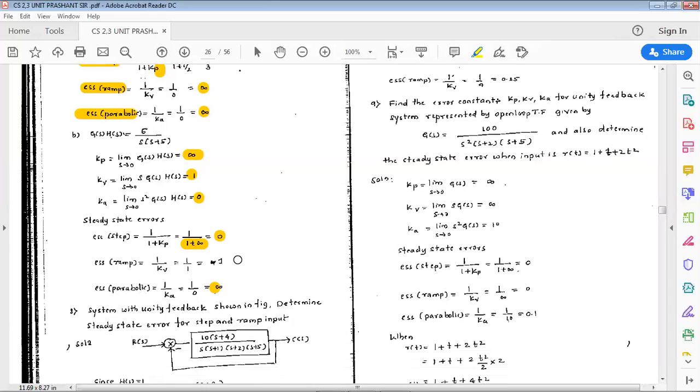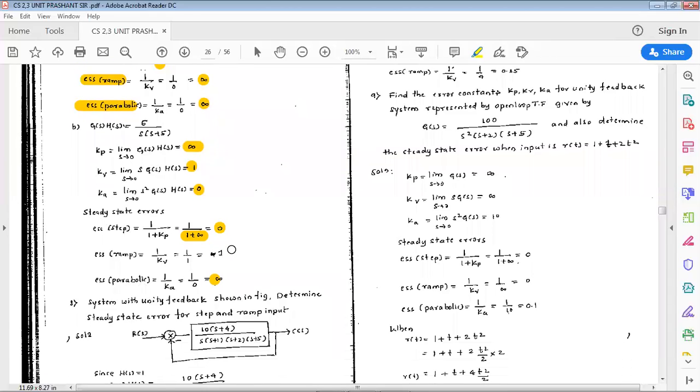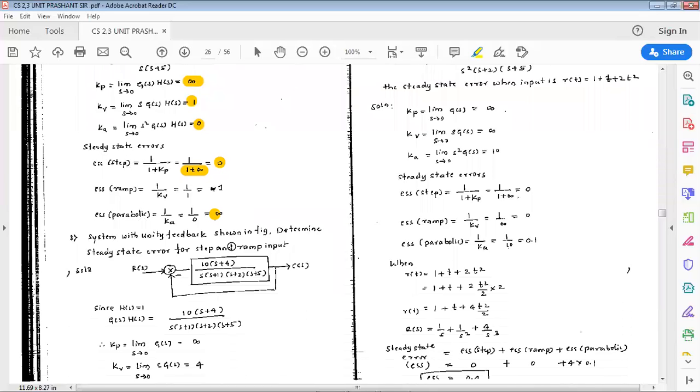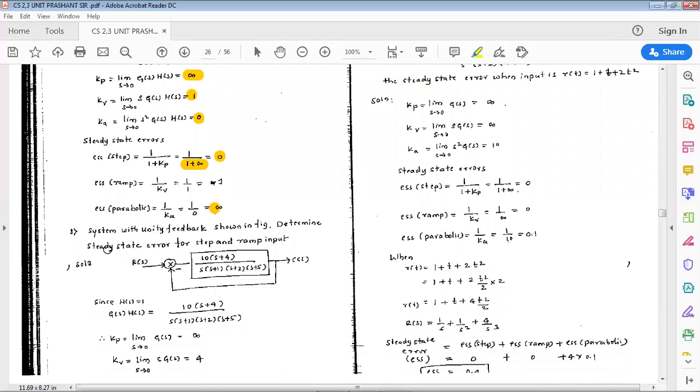So these are some standard kind of numericals. Look into the next one. The problem statement goes this way. The system has unity feedback, which means H of s is 1 as shown in the figure. Determine steady state error for the step and ramp. Here they have given G of s, and H of s is unity feedback, equal to 1. They are asking you to find the steady state error due to step and ramp, meaning ESS due to step, ESS due to ramp.